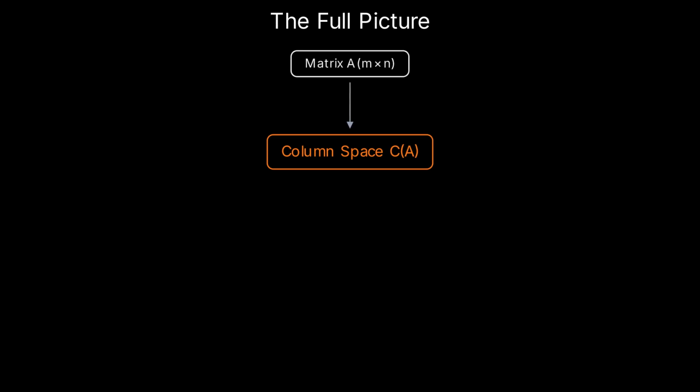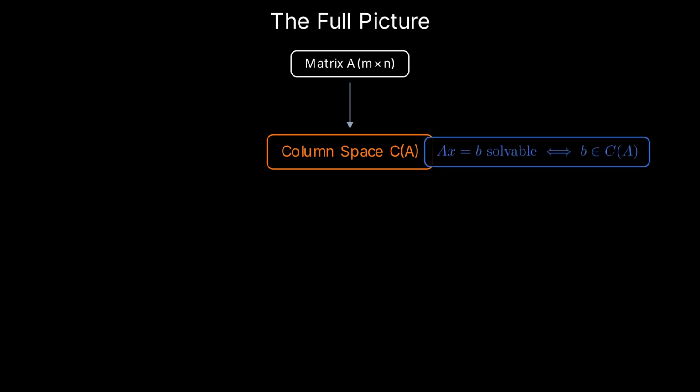Here's the full picture. Every time you ask, can I solve Ax equals b? You're really asking, is b a linear combination of A's columns? The column space C of A is the complete answer to which right-hand sides are achievable. The dimension of the column space has a special name, rank. Rank equals the number of pivot columns. Our matrix has rank 2.